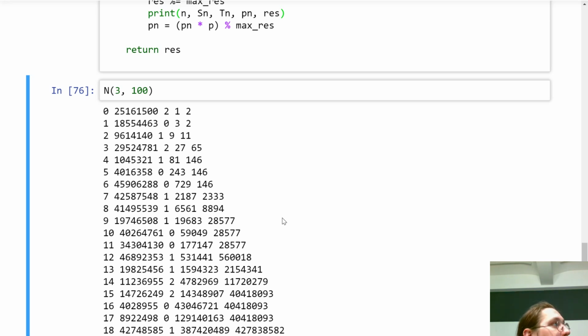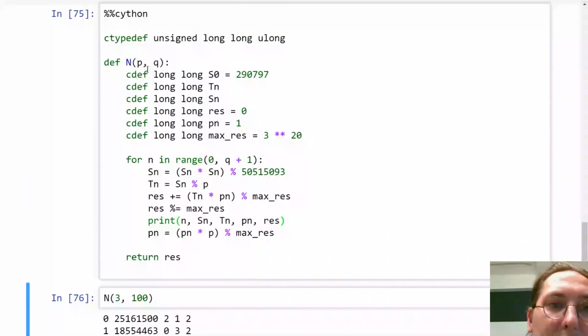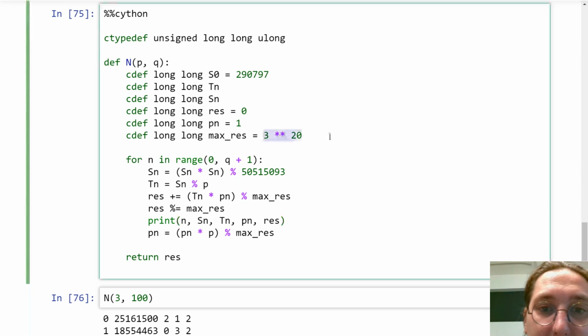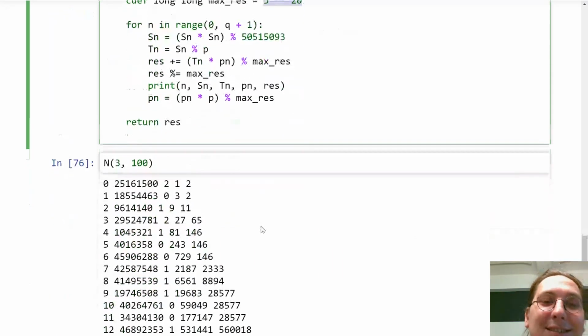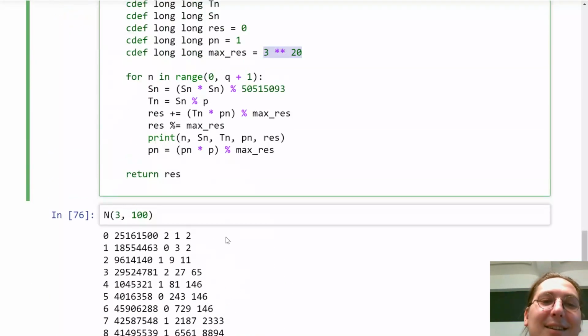And how did you get to that? P is 3. If we just multiply, and max res is 3 to the power of 20. So at some point, after 20, you sure have it equal.